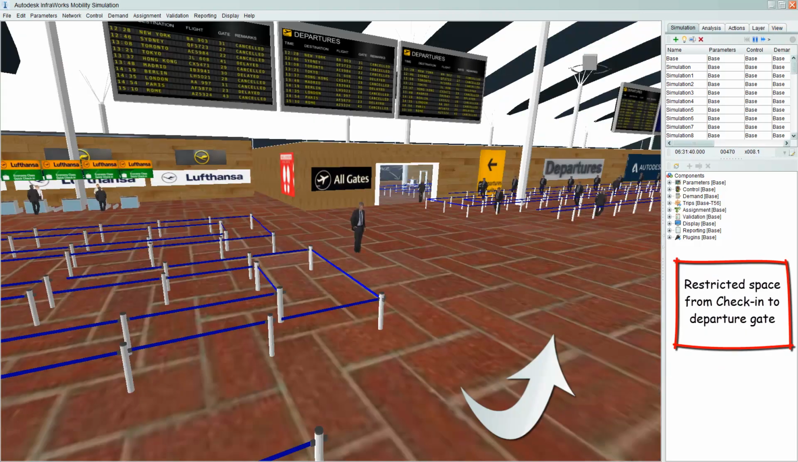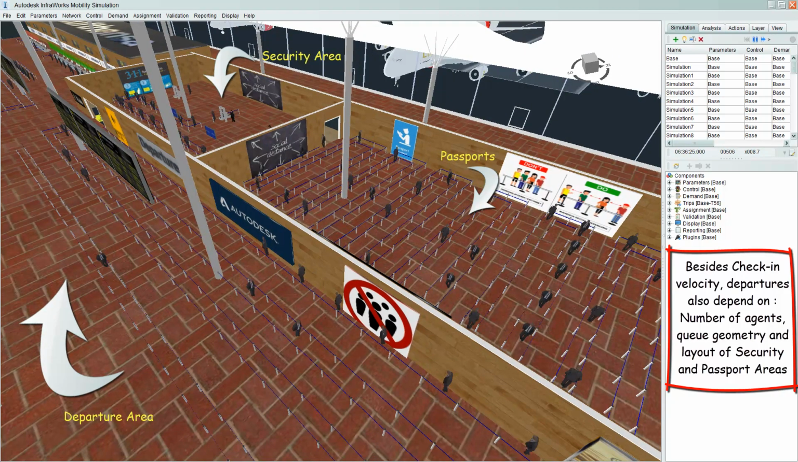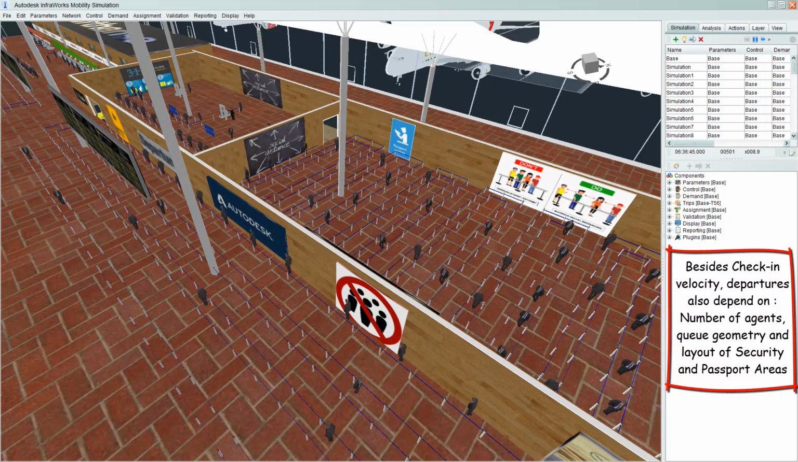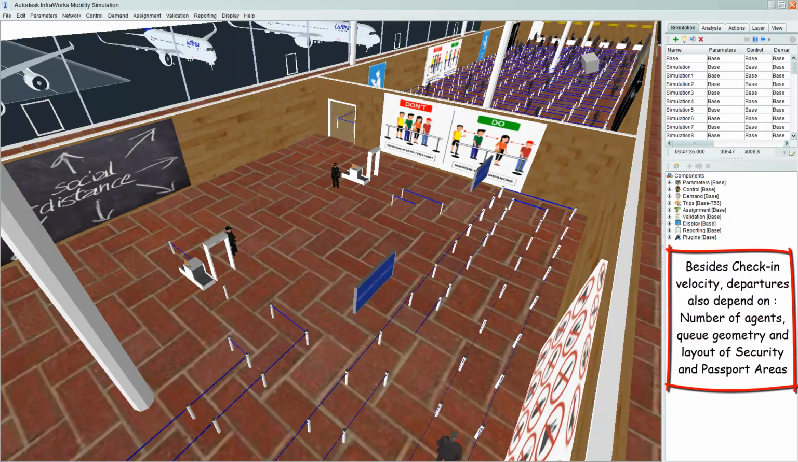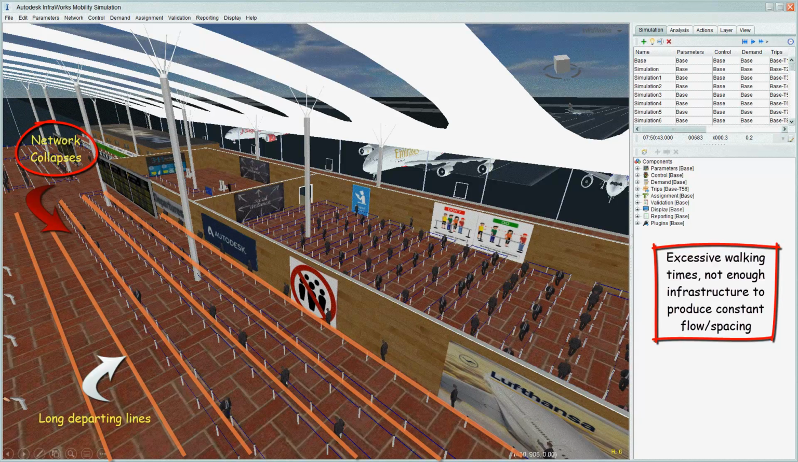After check-in, passengers head to departure gates in a very limited amount of space and time. Departure areas also depend on queuing geometry, number of agents, and physical spacing on both security and passport areas. If security and passport sections overfill, departing queues become static and the complete network collapses. If departure lines are excessively long or incorrectly paused, check-in demands overflow capacity.